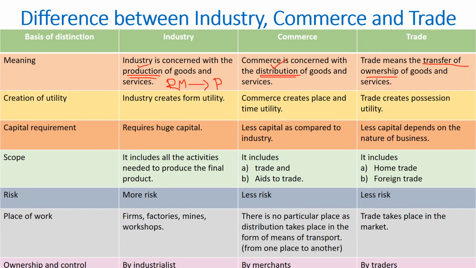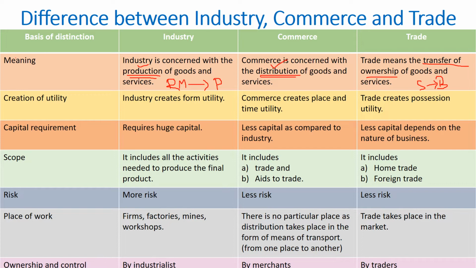So how is the transfer of ownership taking place? The seller is the owner of the goods. Once he sells the goods to the buyer, there is a transfer of ownership from the seller to the buyer. In this way, we can say that trade means the transfer of ownership of goods and services.